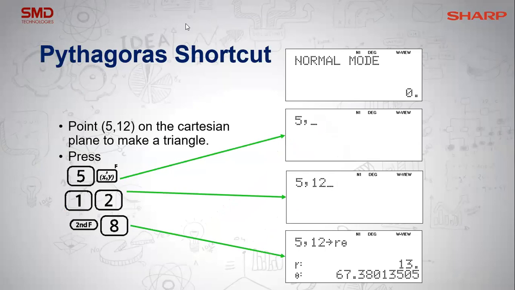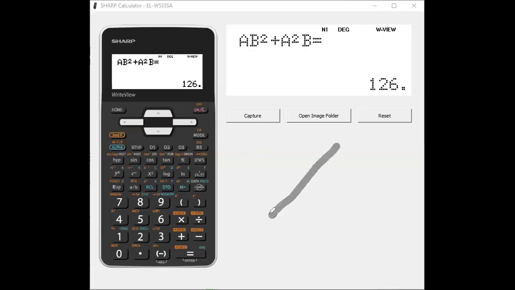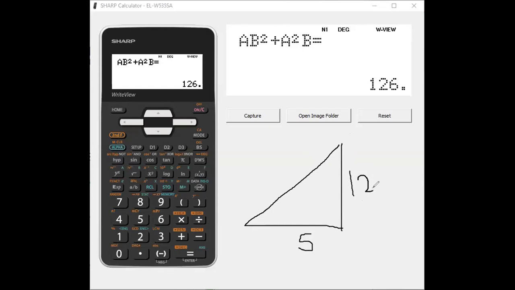Okay, so Pythagoras. Let me show you this very cool shortcut here. So let's say, for example, you have a triangle, okay? The base, or the length of your triangle, is 5, the height is 12, and we want to find our hypotenuse. It's a right angle triangle.